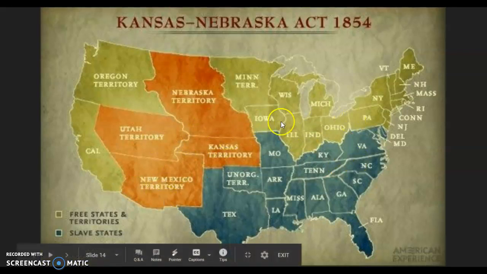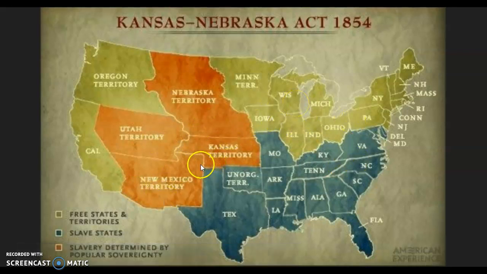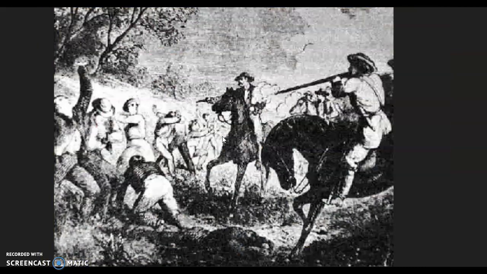So we can see that this map looks just like the map we were just looking at. But what's going to happen is a lot of people who are for slavery are going to move into these territories. A lot of people against slavery are going to move into these territories. And they're going to move there to vote on whether it should be free or slave, and violence is going to erupt. Because of this law, pro-slavery and anti-slavery settlers started moving into territories, and violence broke out on both sides. In Kansas, each side started shooting and murdering each other over the issue of slavery. This event became known as Bleeding Kansas, and it proved that Americans were willing to kill each other over the issue of slavery.